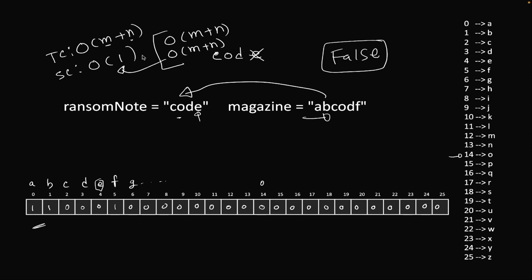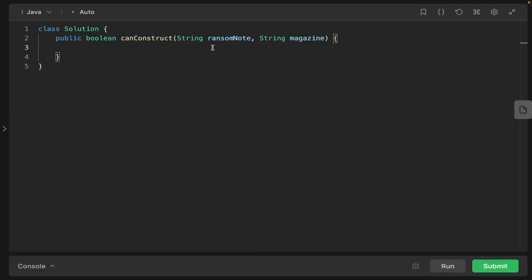Now let's implement this algorithm. In this problem, we have to check whether we can construct this string ransom note from this string magazine or not. First, let's create our frequency array. So int frequency, let's call it freq equals new int of size 26. Now let's construct this frequency table.